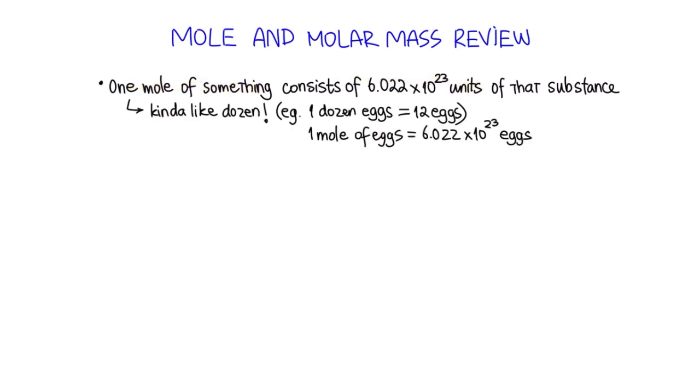I want you to think of it like a dozen, right? If you got 1 dozen eggs, that means you have 12 eggs. Similarly, if you got 1 mole of eggs, that means you got 6 times 10 to the power 23 eggs. That's a whole lot of eggs, but it'll make more sense in the context of chemistry when we're dealing with molecules. For example, 1 mole of HCl will be 6 times 10 to the power 23 HCl molecules.